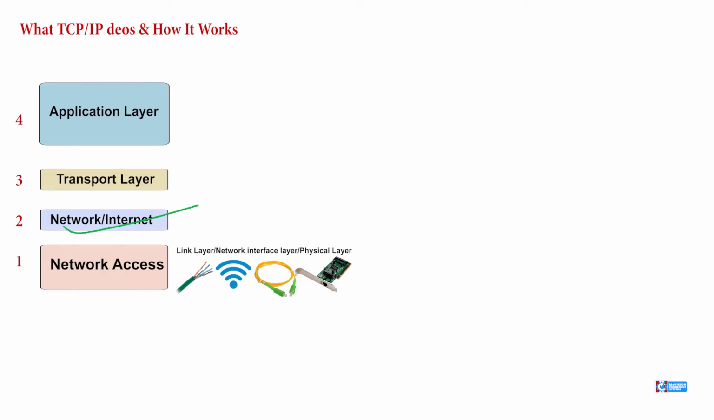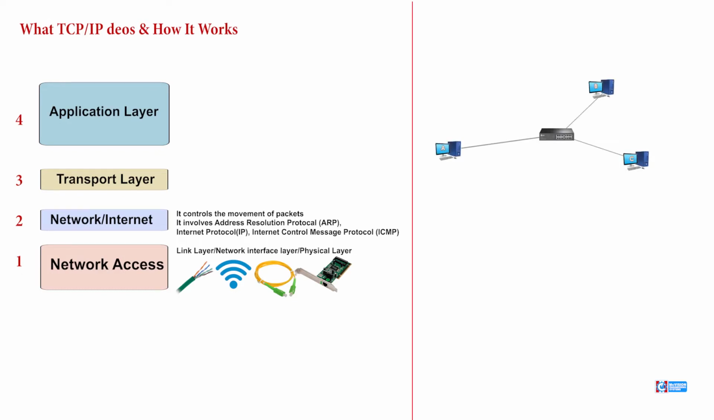The network layer, sometimes called the internet layer, controls the movement of packets throughout the network. It involves the work of some useful protocols such as the Address Resolution Protocol, Internet Protocol, and Internet Control Message Protocol. We will talk more about these protocols as we progress in this course, but for a short moment, this illustration shows how an ARP works.